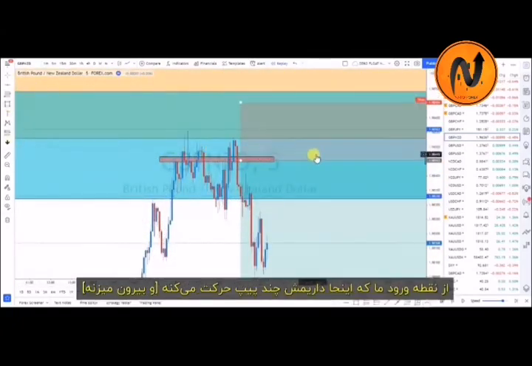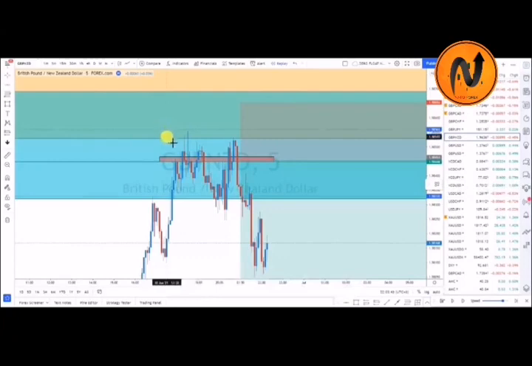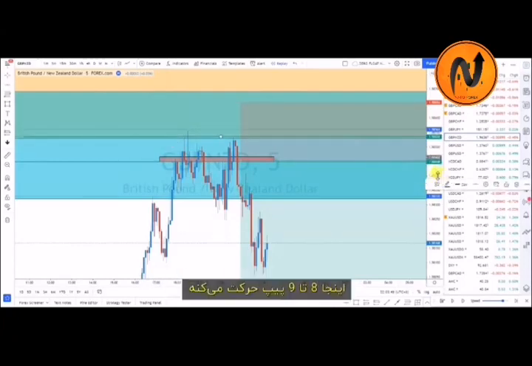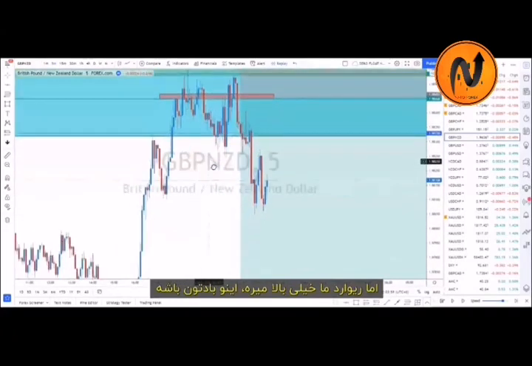From the entry point that we have here, I'm going to mark this horizontal line here, and I'm going to mark here. So it floats around 8 to 9 pips. 8 to 9 pips floating to me is okay. 8 to 9 pips floating for GBP pair, but my reward is going to be very high. Remember that again, guys.